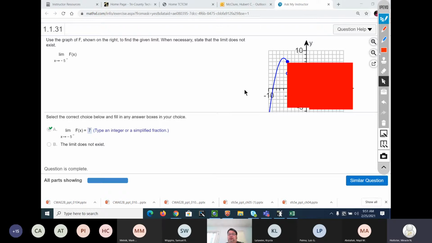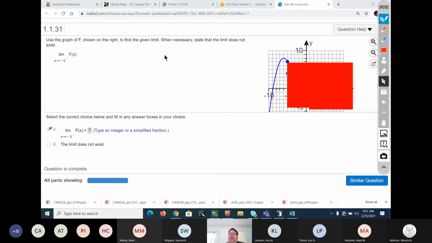As you go this way, as you get right here, here you are at y. And then when you get here, you're right about there. And when you get to -5, you are at or converging on y is equal to 7.